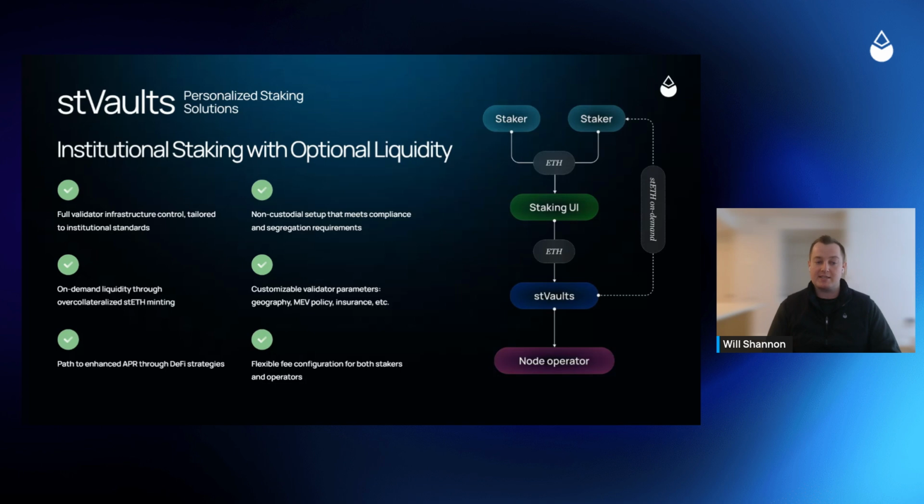And we're starting to see this come true today. In addition to that, you can enhance APR through DeFi strategies. There's flexible fee configurations. And really, this is just a great product for any kind of institutional staker.